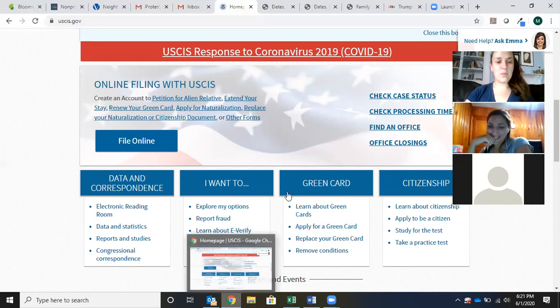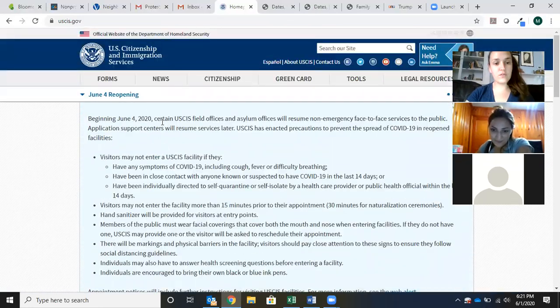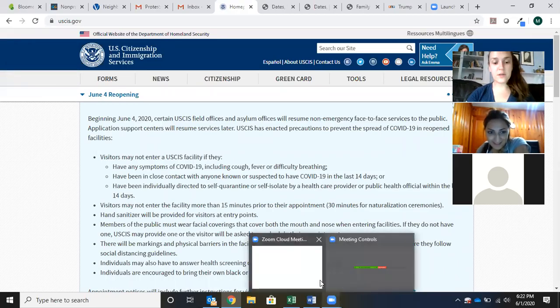Okay. But I read up here that they are opening it. Certain field offices will resume non-emergency face-to-face services. So hopefully that means citizenship will be rolling and they don't have any excuses to deny our new citizens. So no problems, because we want you guys here.